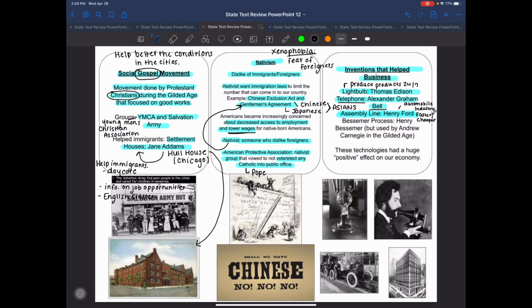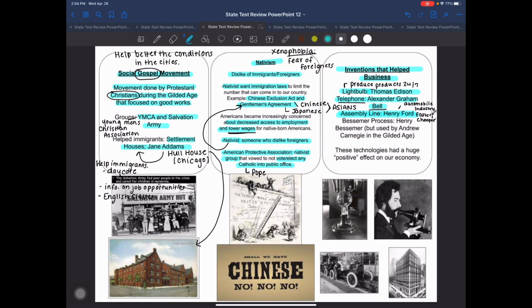Now, guys, we have an assembly line almost in every single factory today because it is the most efficient way to make products. But we also have an assembly line in most of our fast food restaurants today as well.